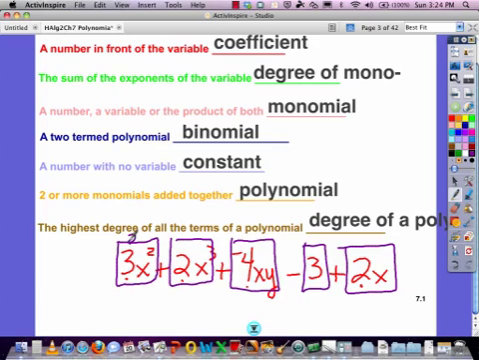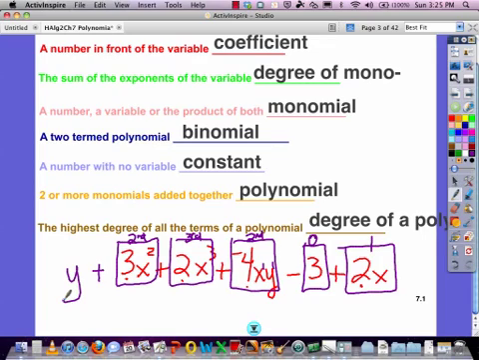So this is second degree. This is third degree. This is second degree because we've got really a 1 and a 1 sitting right there, 1 on each x and y. We've got 0 degree on the 3, since there are no variables. And we've got a 1 down here on the term 2x. A number, a variable, or the product of both is a monomial. So 3x squared is a monomial, 2x cubed is a monomial, negative 4xy is a monomial, the negative 3 is a monomial, and the 2x is a monomial. What I don't have up there is just a y, just a variable. A variable is considered a monomial also.